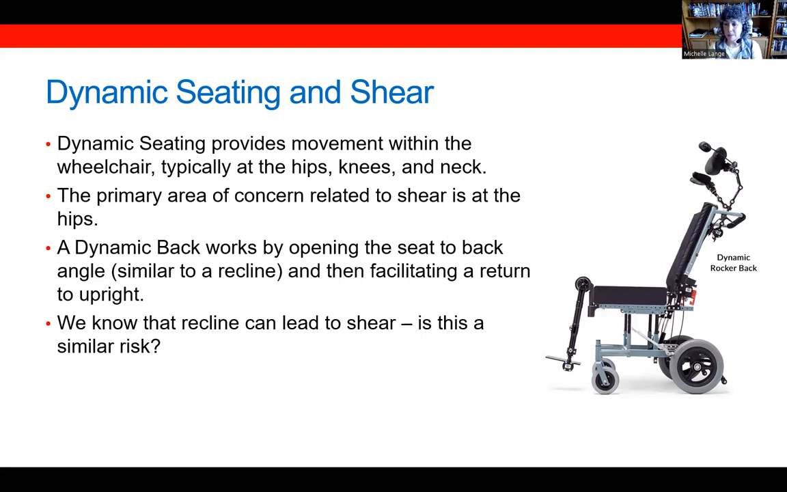So what about dynamic seating? How does this fit into the picture? We know that dynamic seating provides movement within the wheelchair, typically at the hips, the knees, the neck. The primary area of concern when it comes to shear is at the hips, because a dynamic back works by opening the seat to back angle, similar to a recline, and then facilitating a return to upright. So we know that recline can lead to shear. Is there a similar risk if we're using a dynamic back? This is one of the most common questions that we hear about dynamic seating. It's a great question and important to address.